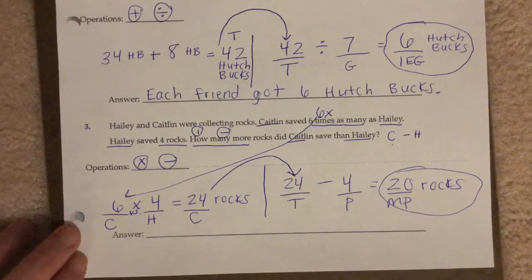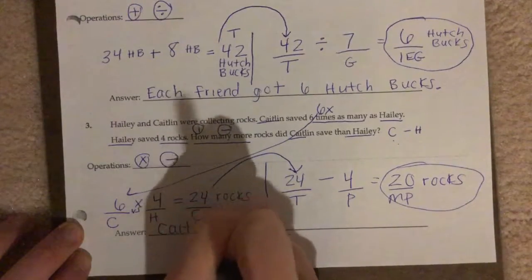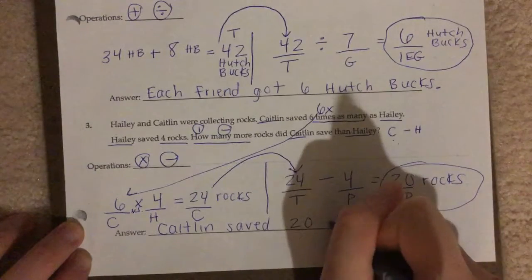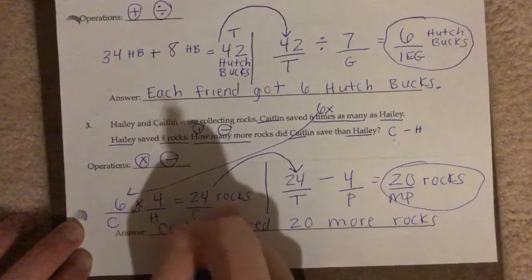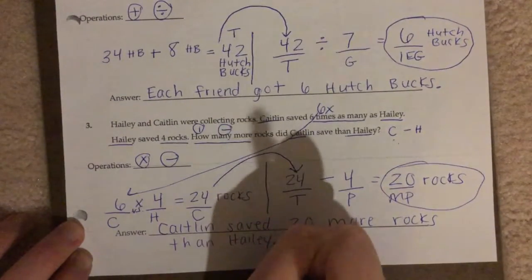Then I just need to write a sentence. Check your question. How many more rocks did Caitlin save than Haley? Caitlin saved 20 more rocks than Haley, period. There you go.